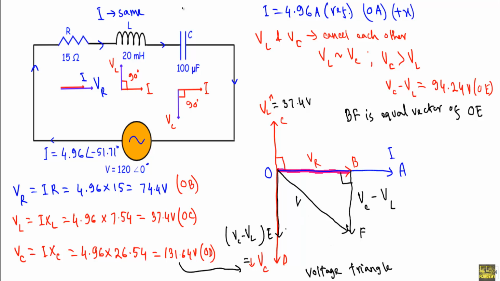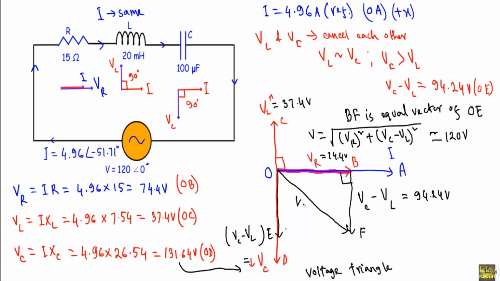Now see, what will be the magnitude of this V? V will be the Pythagorean of VR and VC minus VL. That means V will be equal to the square root of VR square plus VC minus VL whole square. You will see it will be approximately 120 volt. So VR is equal to 74.4 volt. VC minus VL is equal to 94.24 volt, and their resultant will be equal to 120 volt.